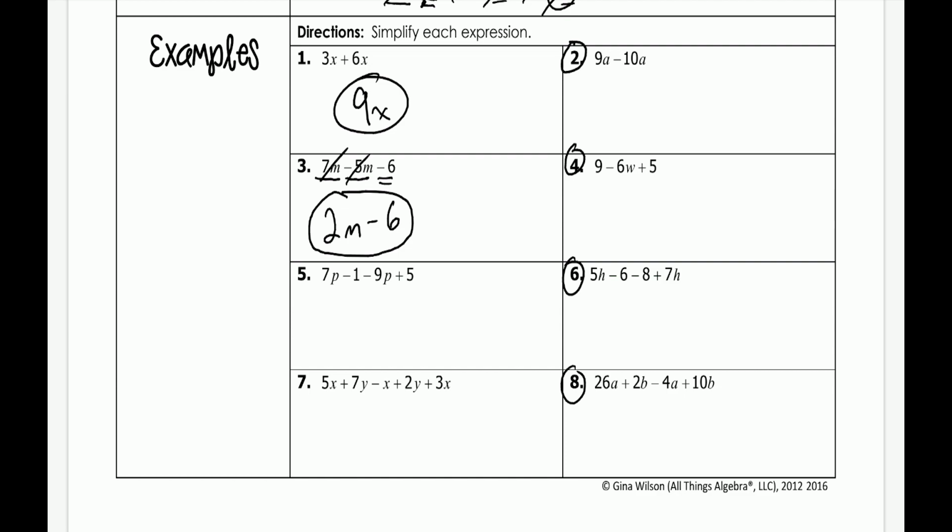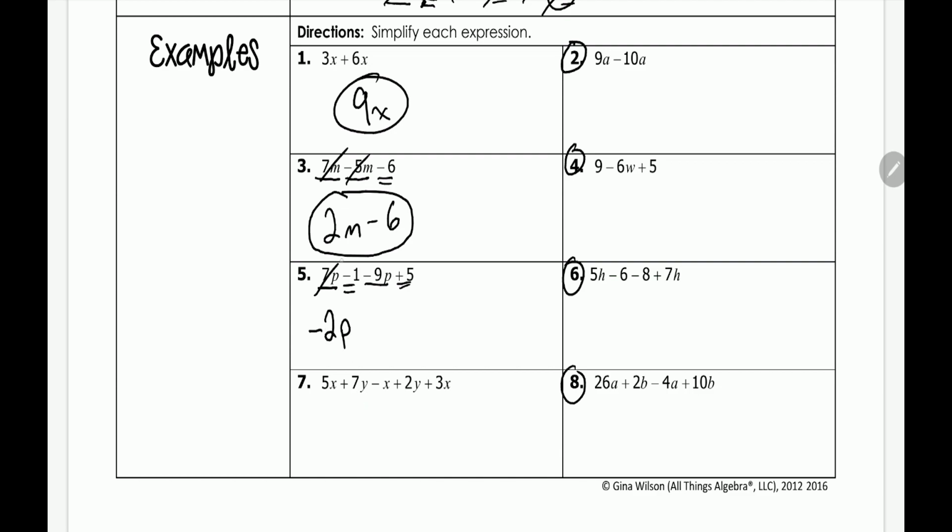Moving on to number 5. We have 7p minus 1 minus 9p plus 5. We are asked to simplify each expression. So what we need to do, we need to underline the variable terms. In this case, it's 7p and negative 9p. Next, we're going to underline the constant terms. So we have negative 1 and 5. Now, since we've done that, we're going to combine the like terms. So we're going to combine everything that has a p. In this case, we have 7 minus 9. That gives us negative 2p.